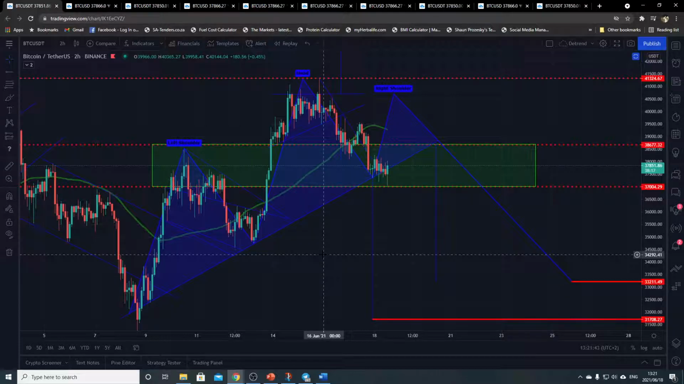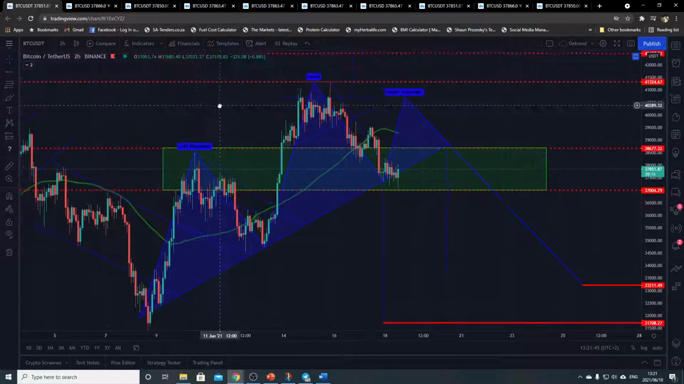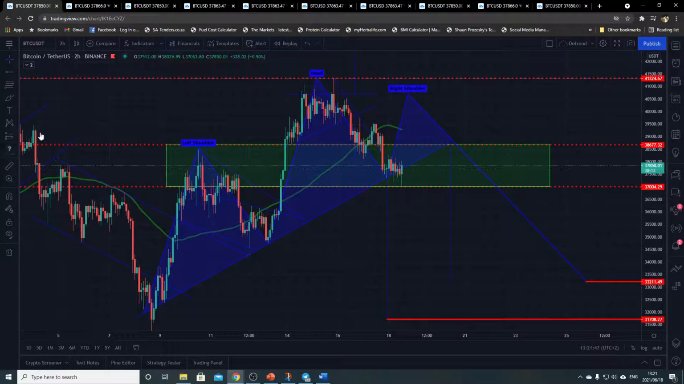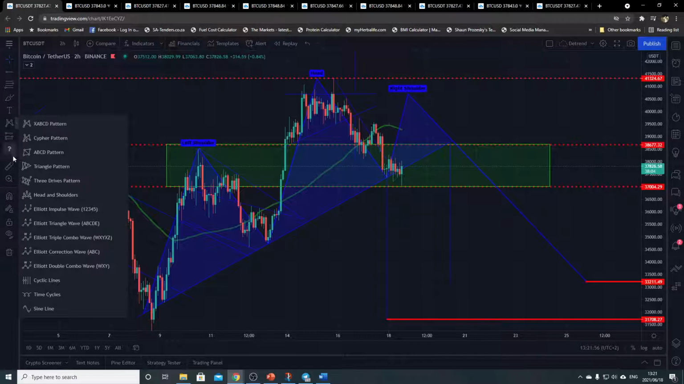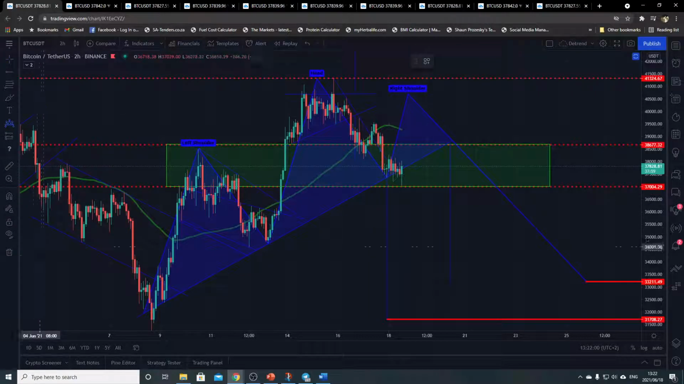Okay, so now if you want to do a chart like this, what you have to do is go over to your left hand panel here. You click on that squiggly there. This is the XABCD pattern. Click on the arrow and you go to the head and shoulders pattern. Right. And you click on that.